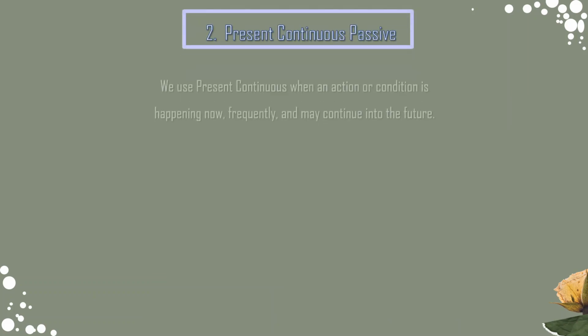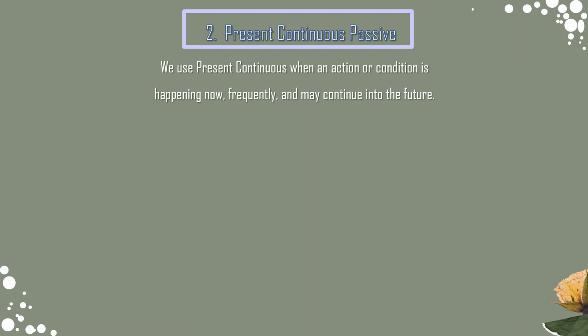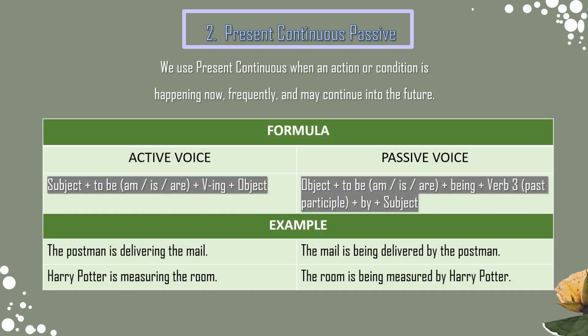The second one is present continuous passive. We use present continuous when an action or condition is happening now, frequently, and might continue into the future. And this is the formula. Active voice formula: subject plus to be, am is are, plus verb ing plus object. And this is the passive voice formula: object plus to be, am is are, plus being plus verb 3 or past participle, plus by plus subject.